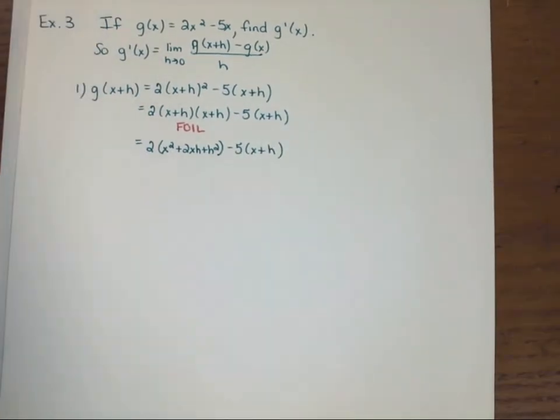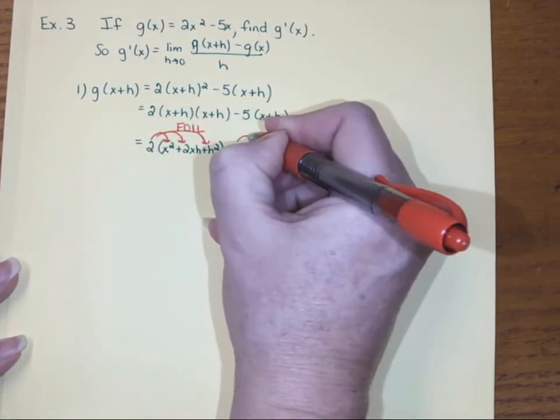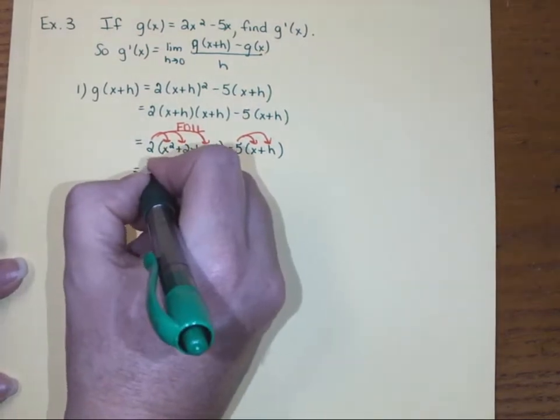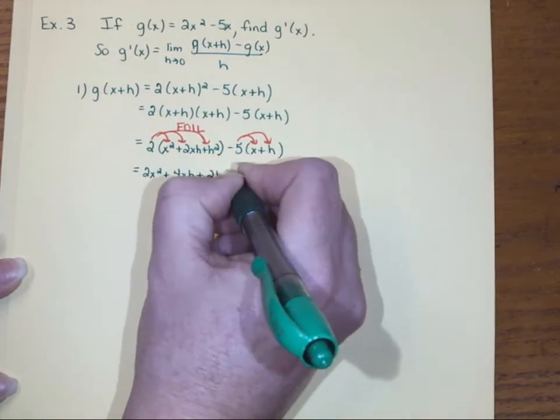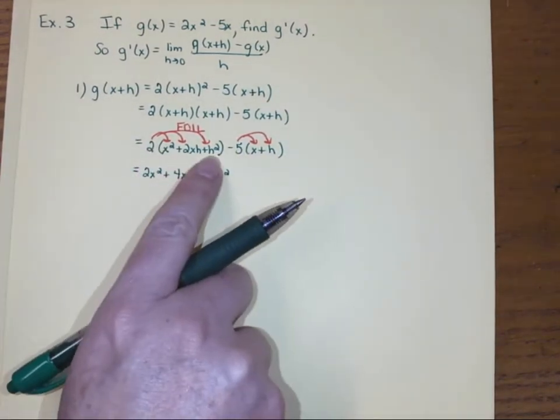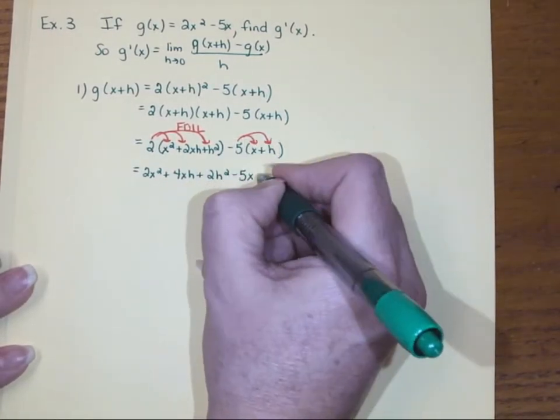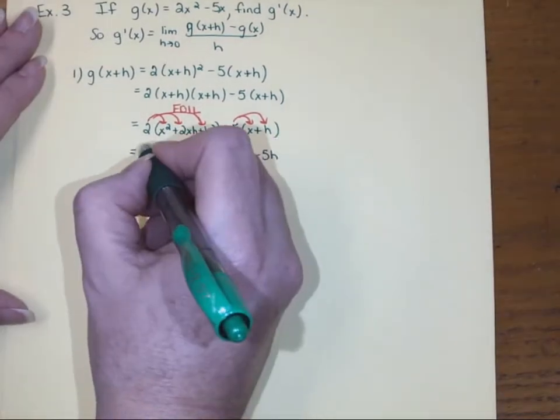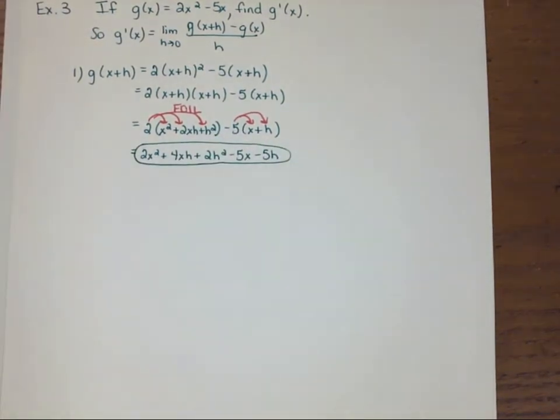So now I think I'm ready to distribute. Notice this 2 is going to go to everything, but so is this minus 5 going to go to all the second parentheses terms. So I'm going to get 2x squared plus 4xh plus 2h squared, because we double everything, 2 times everything. And then minus 5 times x is minus 5x, minus 5 times h is minus 5h. We may not love it, but there are no like terms here. There's nothing you can do with that. You're just going to have to temporarily be okay with the fact that we have a lot of terms there.